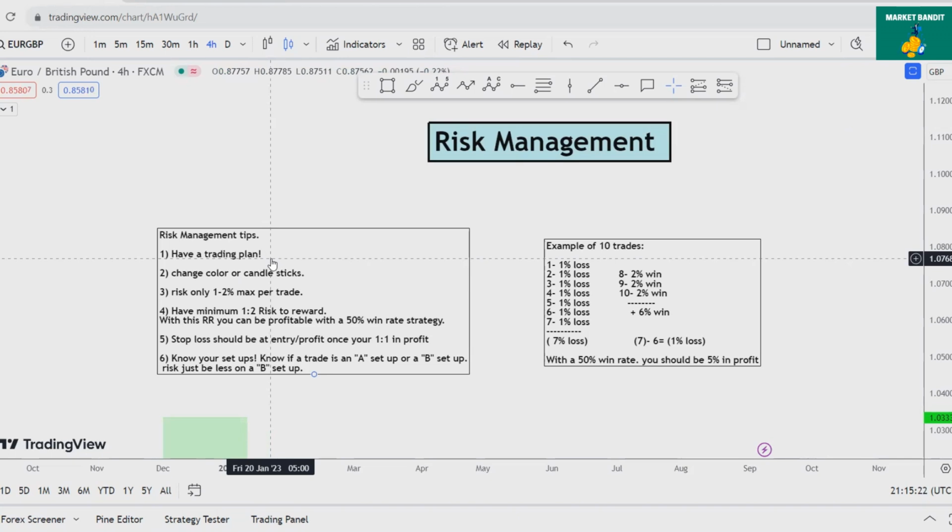Have a routine. Getting yourself right and have a steady mind, stable mind before getting on the charts. This way you can trade properly and your psychology is on point, right?